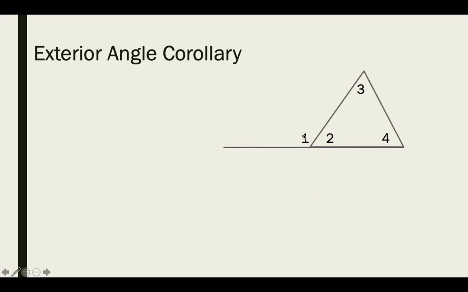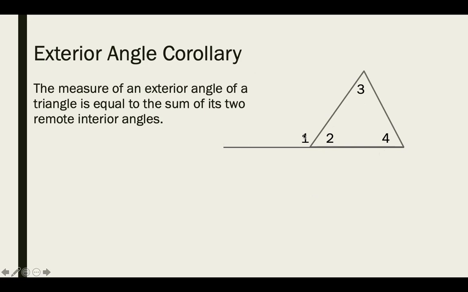of the triangle. And what the exterior angle corollary tells us is that the measure of an exterior angle, in this case, angle 1, is equal to the sum of its remote interior angles. Remote meaning the ones it's farthest away from. So what this is telling us is that angle 1 here will equal the sum of angle 3 and angle 4. So angle 1 equals angle 3 plus angle 4.